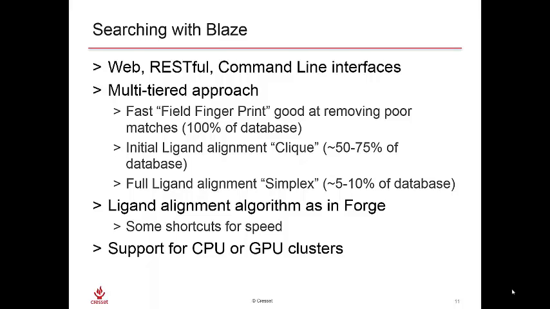The next pass is our initial 3D ligand alignment, which is a clique-based alignment. This protocol is run on 50 to 75% of the top hits from the field print pass. Finally, the top 5 to 10% of the clique search hits are subjected to the full ligand alignment with the simplex alignment algorithm. The ligand alignment algorithm in Blaze is the same as that in Forge, however, there have been some shortcuts included for speed. Blaze, of course, runs on both CPU and GPU clusters. Blaze in the cloud runs on our GPU cluster.